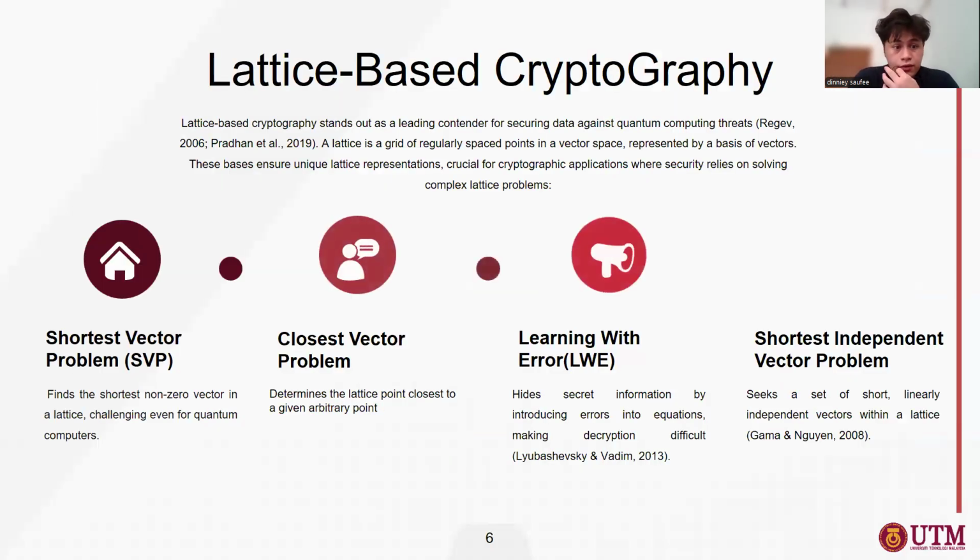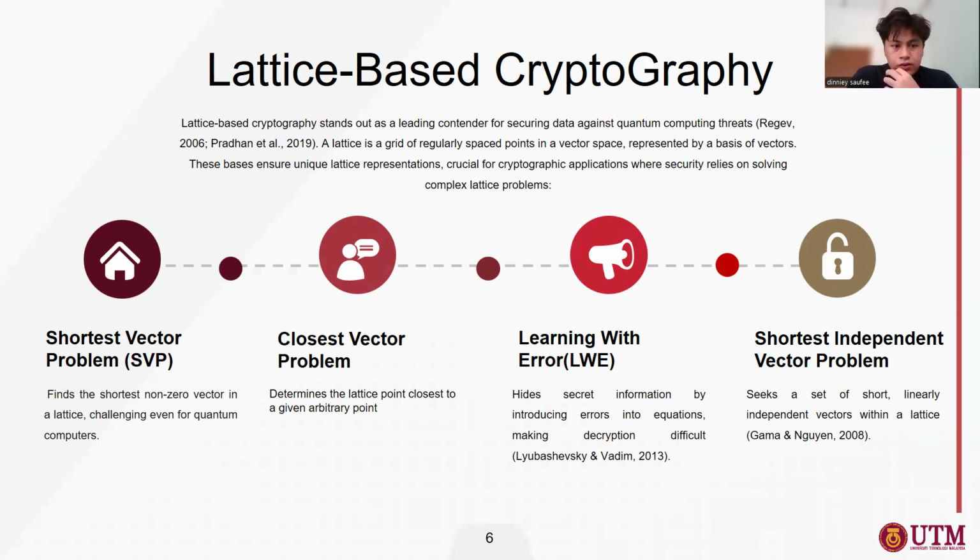Lattice-based cryptography, there are about four. Lattice-based cryptography is the most promising one against the advent of quantum computing. So a lattice is a grid of regularly spaced points in a vector space. It is represented by a basis of vectors. This basis ensures unique lattice representation, crucial for cryptographic applications where security relies on solving complex problems.